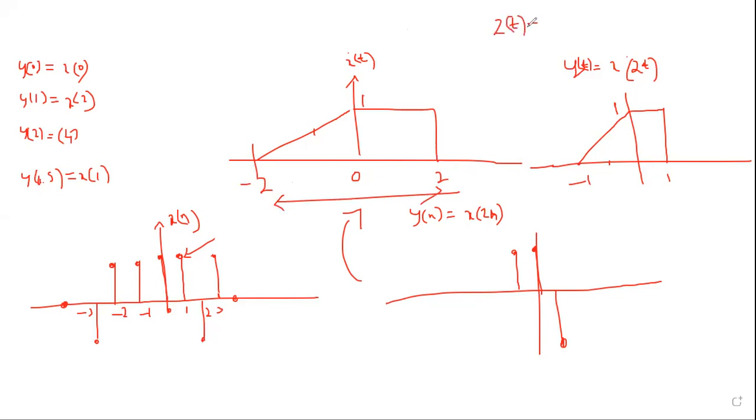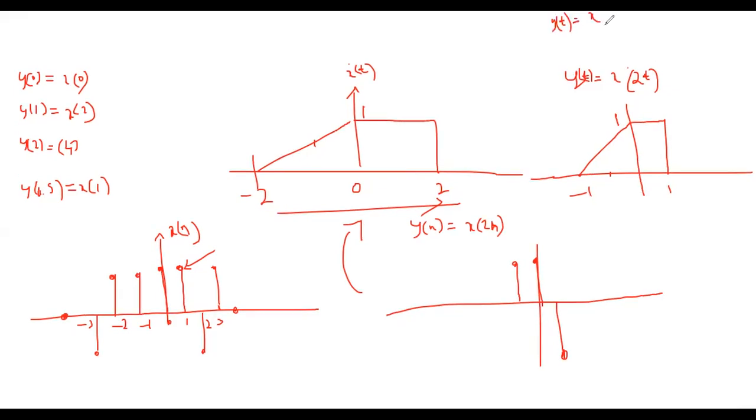Now, if I say z of t equal to y of t by 2, what's going to happen? Can anybody guess? Okay, y of t equal to x of 2t, right? Now, if I say y of t equal to x of t by 2, what's going to happen? Can anybody guess?